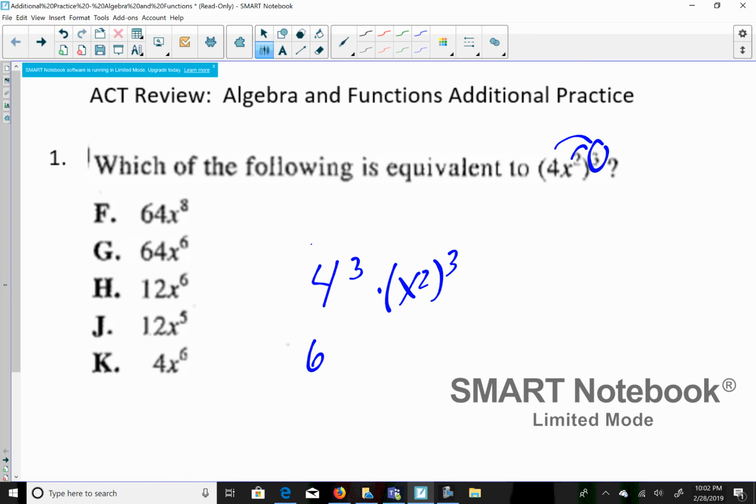4 to the third is 64, and when I raise one power to another power, I multiply the exponents, so I'm going to take 2 times 3 and get x to the 6th. So the correct answer for this one is choice G, 64x to the 6th.